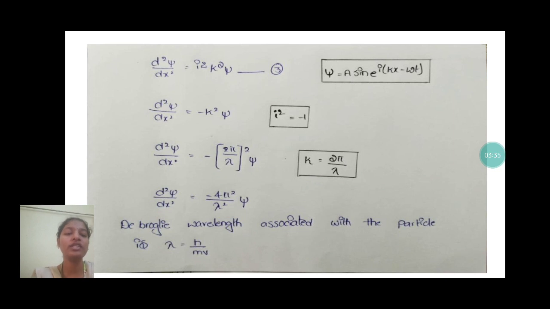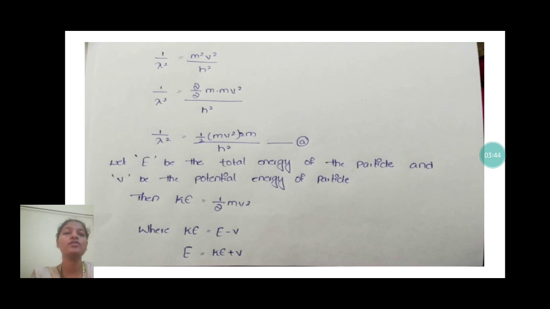The de Broglie wavelength associated with a particle is lambda, and lambda equals h by mv, but we want 1 by lambda square. So 1 by lambda square equals m square v square by h square, and we write it as 2 into m into v square by h square. Then 1 by lambda square equals half mv square into 2m by h square. As we know, half mv square equals the kinetic energy.